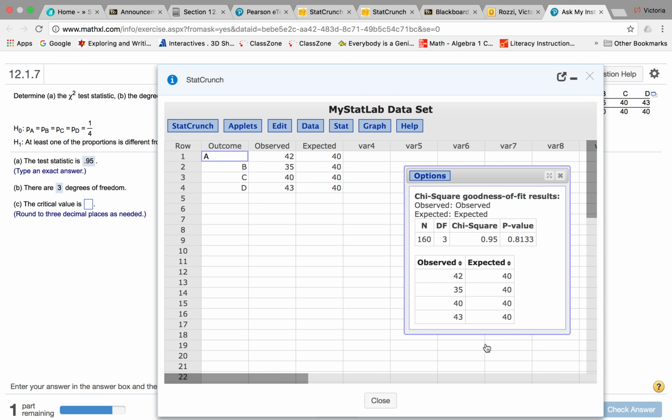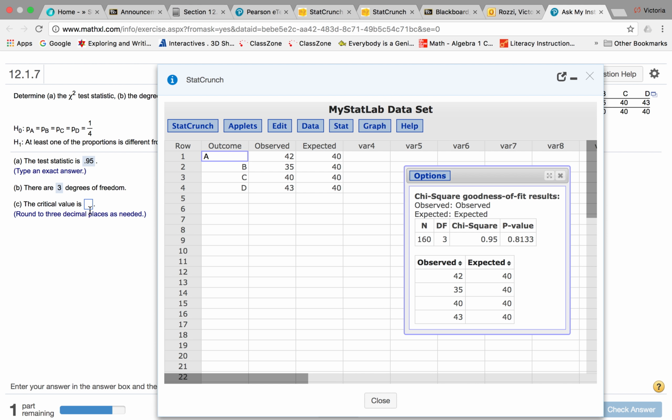And voila, I have all my information here. Our degrees of freedom is 3. Our chi-square test statistic is 0.95. And it also gives us our p-value, which we can use for our hypothesis test at the end. And that p-value is 0.8133. Okay, so that would mean that I can put in 0.95, which I think Angela already got, and our degrees of freedom is 3.